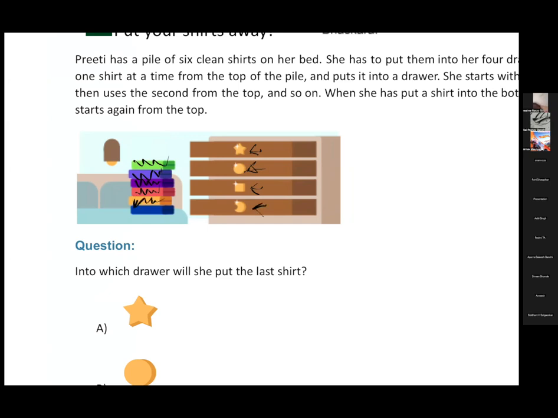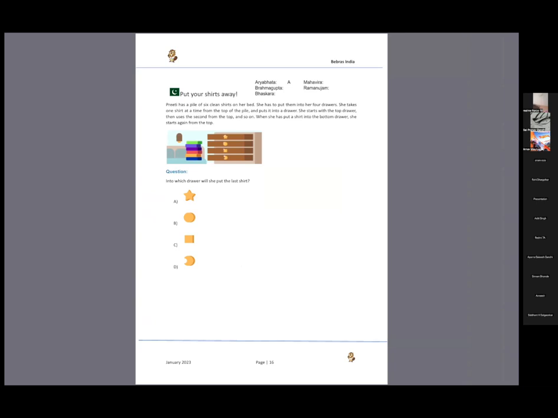The orange shirt goes into the star shaped drawer again, because when you reach the bottom, you start from the top. And then the blue shirt goes into the circle drawer. That's why the answer is circle, which is B. So does anybody have any doubts?